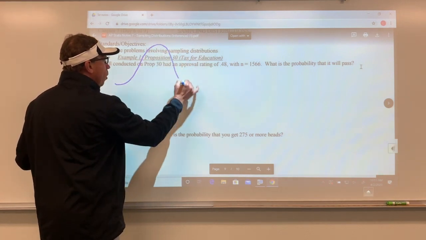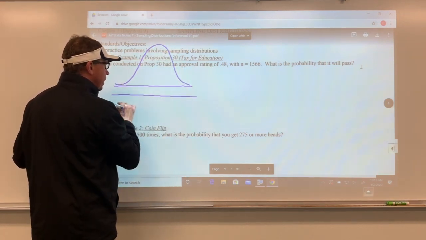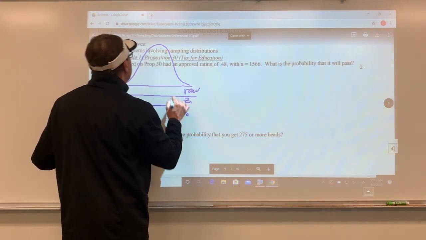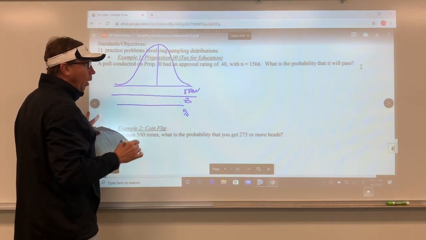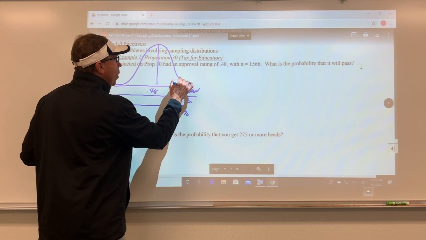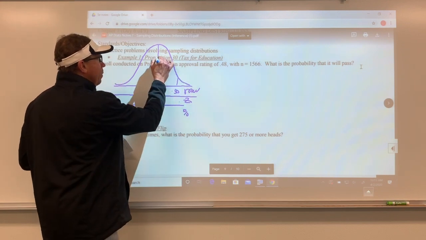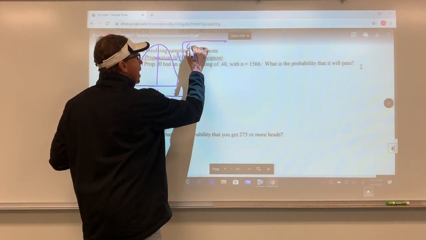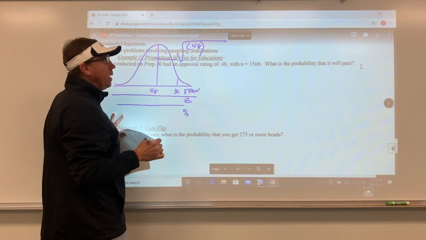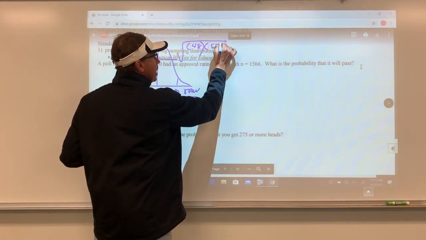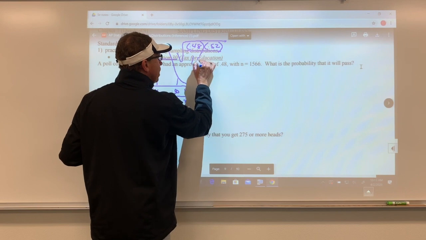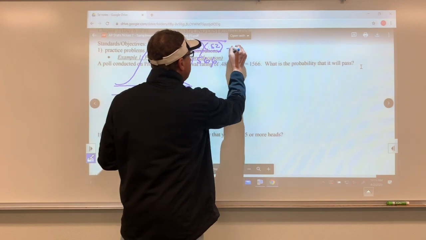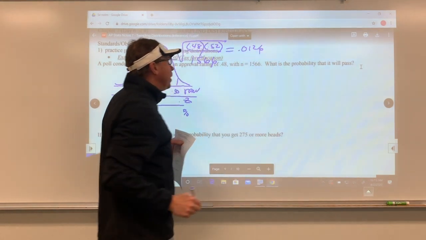We're going to draw a normal curve, which you've done so many times. We got a raw score, we've got a z-score, and we got a percentile. And on this raw score, we got 0.48. 0.50 is in the tail somewhere, and we got to calculate the standard deviation. And the standard deviation is going to be the square root of p, 0.48, times 1 minus p, 0.52, over n, 1566. And I've previously done the calculations. It's 0.0126 is the standard deviation.